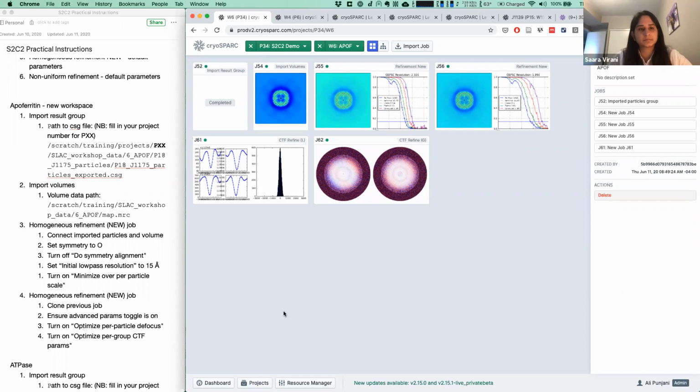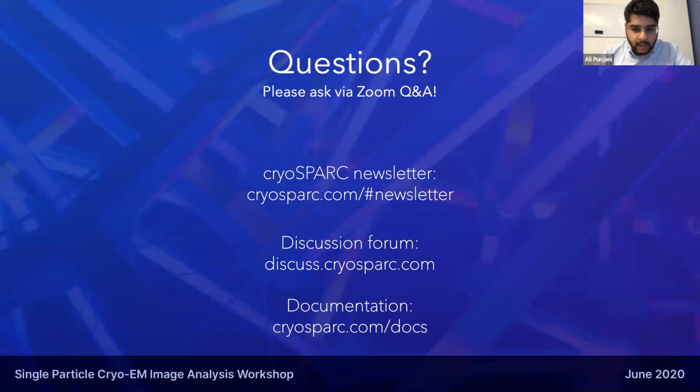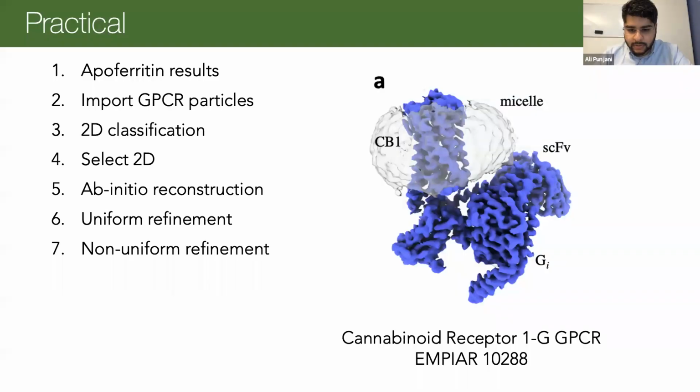Okay, perfect. So what we're going to do next is move on to some interesting new kinds of refinement methods to deal with particular kinds of data. The next one is a particular favorite of mine, but we're going to be processing a subset of data from Empire 10,288. This is a GPCR protein dataset. Originally in our plan, we were going to actually start with the raw movies and do the whole data processing, but due to how much time we had today and the changes in plans, we're now going to start with particles that have already been picked and extracted and curated to some degree.